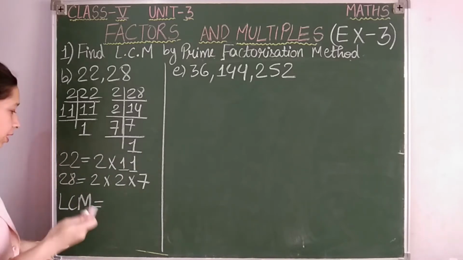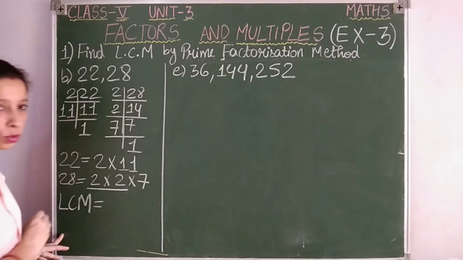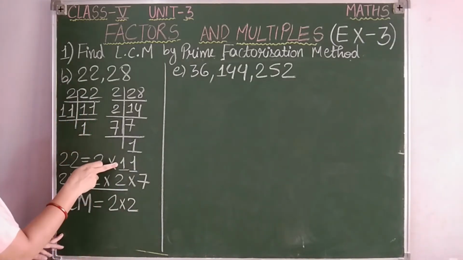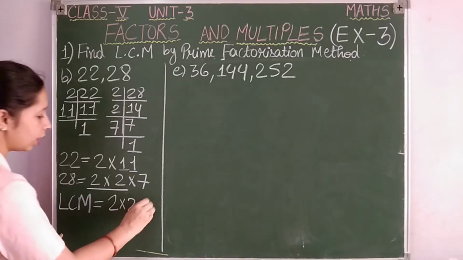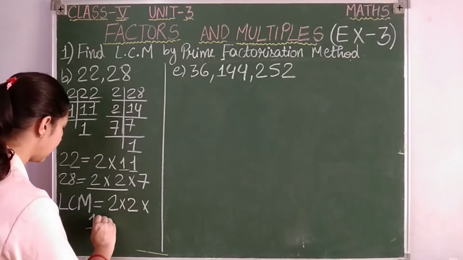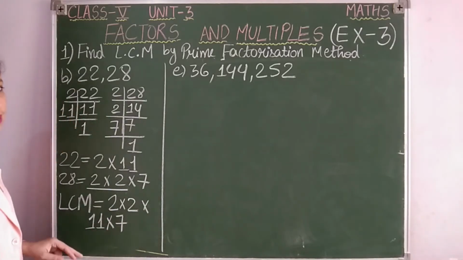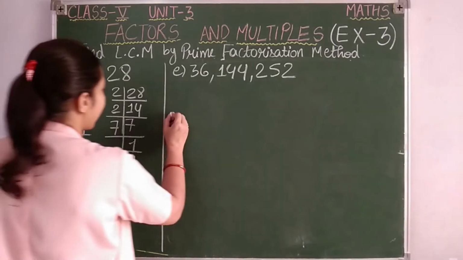Which 2 is repeating maximum? For 28 it is 2 into 2. So here I write 2 into 2. Then let's see another number. 11 is appearing only 1 time, 7 is appearing only 1 time. So we have to take this also. Now students, 11 sevens are 77, then 2 2s are 4. 77 into 4 we have to do.